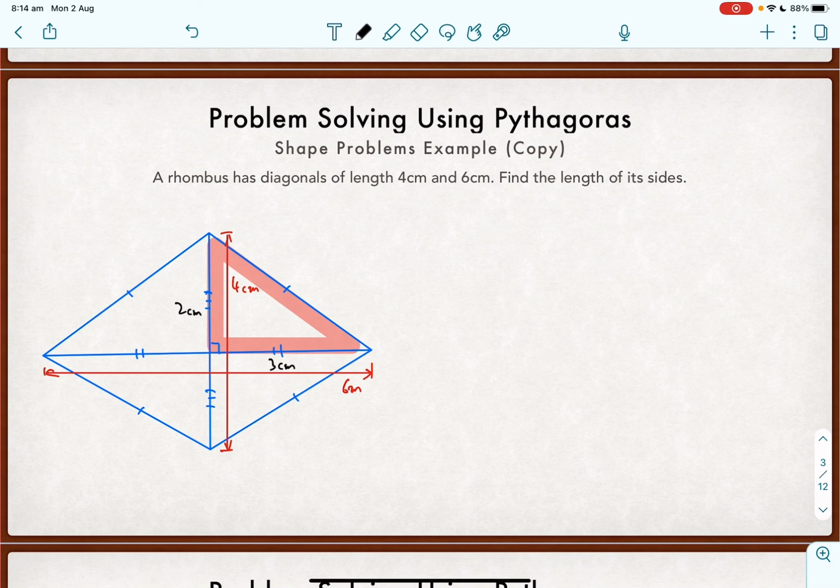Okay, so we have a right angle triangle here. We're looking for this side. Let's call this x. We have a right angle triangle, we have two sides that we know and one side we don't, so we can use Pythagoras.